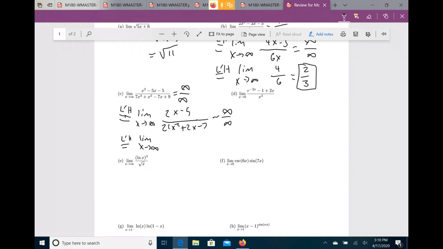All right, so you just do it again. Now the derivative of the top will just be 2. The derivative of the bottom will be 42x plus 2. Now what is the limit if I let x go to infinity? It is 0, right? Because I get 2 over infinity, which we think of as being 0, basically. The numerator remains a fixed value, and the denominator gets arbitrarily large.